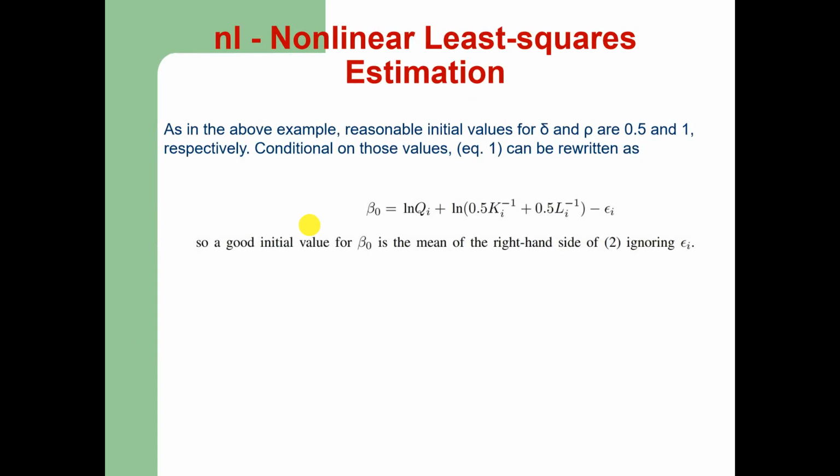To do that, finally I will get the estimation of beta naught, that is the constant, which is equal to the natural log of output for the ith firm, and this is 0.5 for delta, and rho is -1, and so a good initial value for beta naught is the mean of the right hand side of this equation 2, and we will ignore the epsilon i.